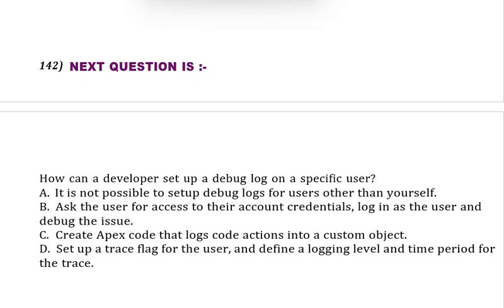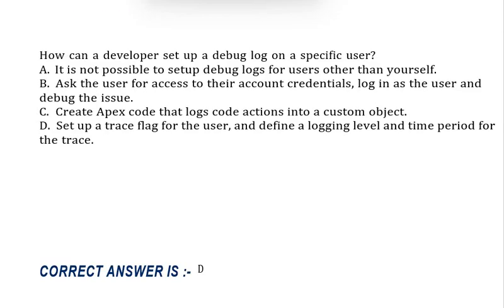Question is, how can a developer set up a debug log on a specific user? Option A, it is not possible to set up debug logs for users other than yourself. Option B, ask the user for access to their account credentials, log in as the user and debug the issue. Option C, create Apex code that logs code actions into a custom object. Option D, set up a trace flag for the user and define a logging label and time period for the trace. Correct answer is option D.